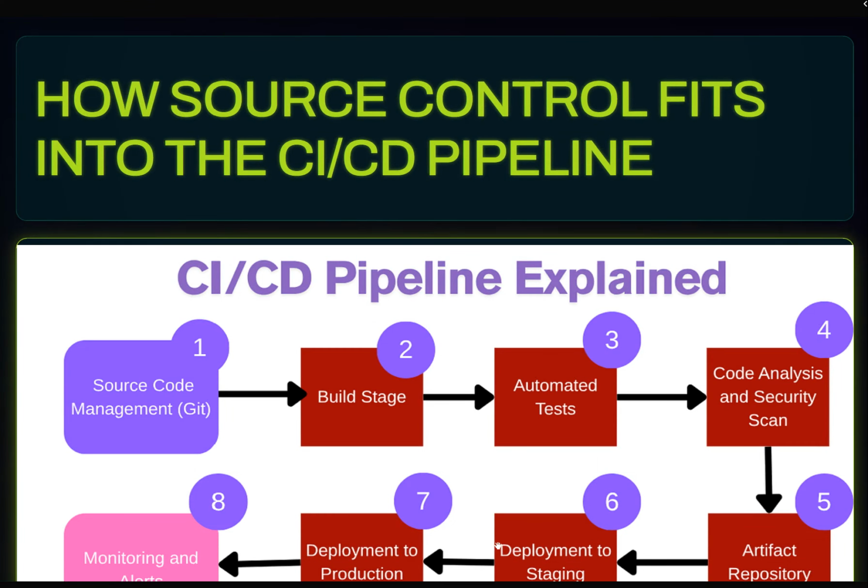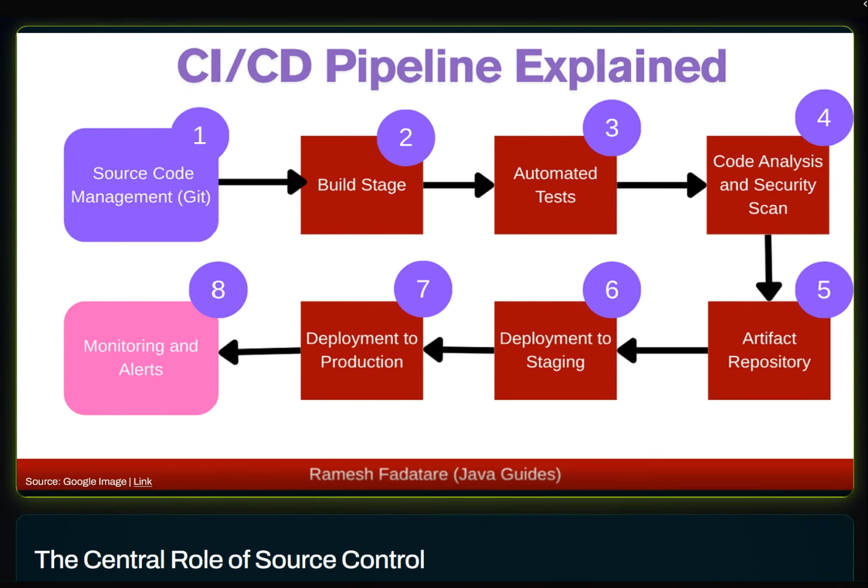So, how source control fits into the CI/CD pipeline. Again, we can look at it like a flow chart diagram. The source code is in GitHub or somewhere, and then you commit changes, and then the build stage comes up. Then it's building, and then you go into pre-production, the automated tests, and automation, including code analysis and security scan for vulnerabilities.